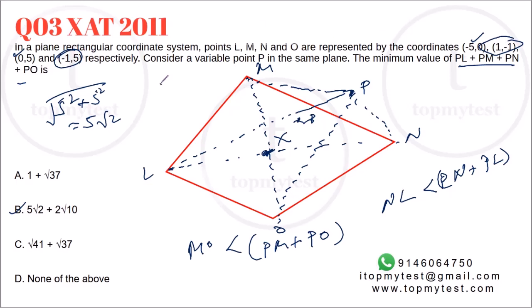1 minus 1, that will be 2 square plus 5 and minus 1 will be 6 square, square root. That will be root 40. Root 40 will be 2 root 10. Right, so matches. Option B is your correct choice.